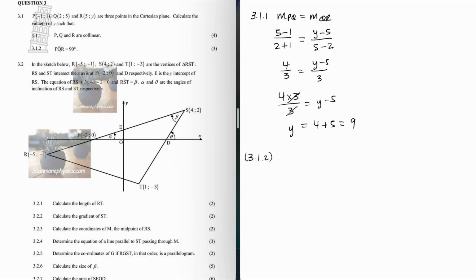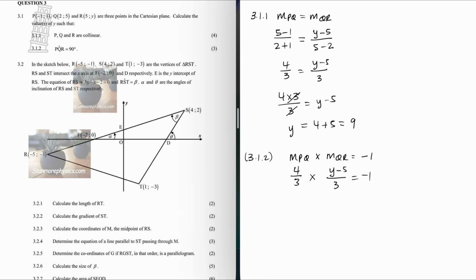So calculate the value of y such that PQR is 90 degrees. If PQR is 90 degrees, it means that the gradient of PQ multiplied by the gradient of QR is going to equal minus 1. The gradient of PQ we've already worked out as 4 over 3, multiplied by the gradient of QR. QR has a gradient of y minus 5 over 3, and that's equal to minus 1.